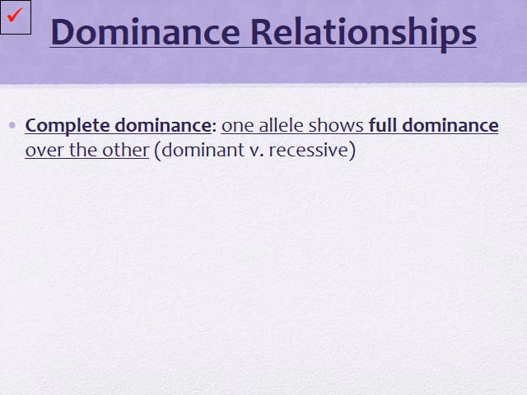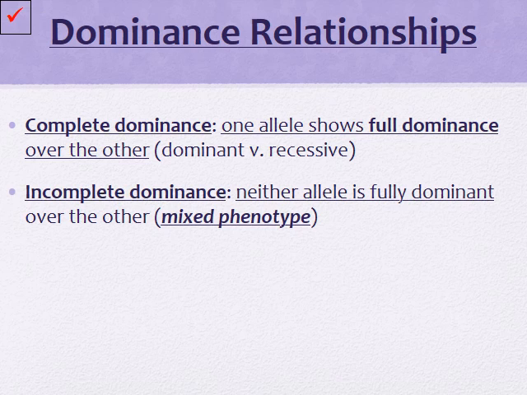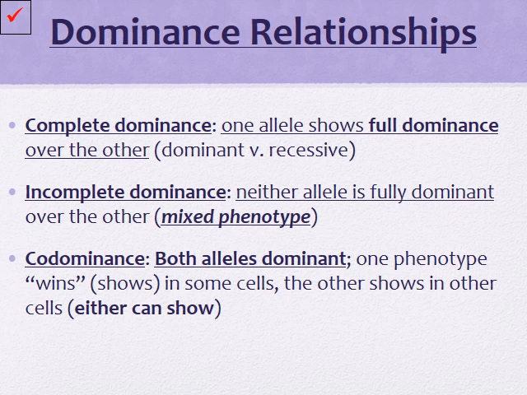So dominance relationships, we have a few of them that can vary a little bit. What we've been working with up to this point is complete dominance. One allele shows full dominance over the other, so it's dominant versus recessive. We can have incomplete dominance, where neither allele is fully dominant over the other. So we have a mixed phenotype. So it's kind of going to be like a combination of both.